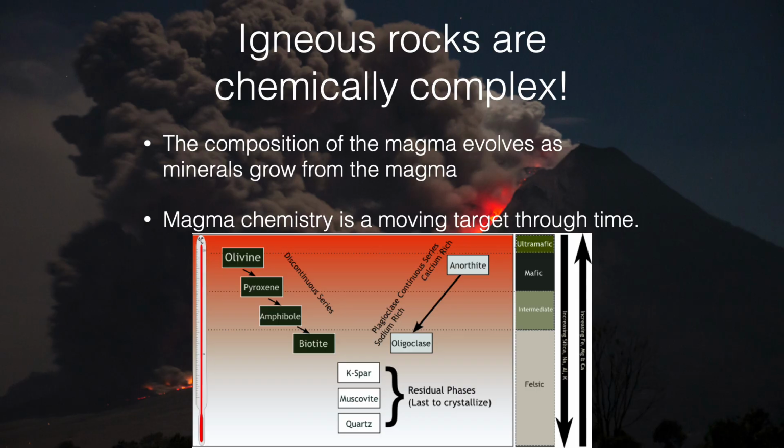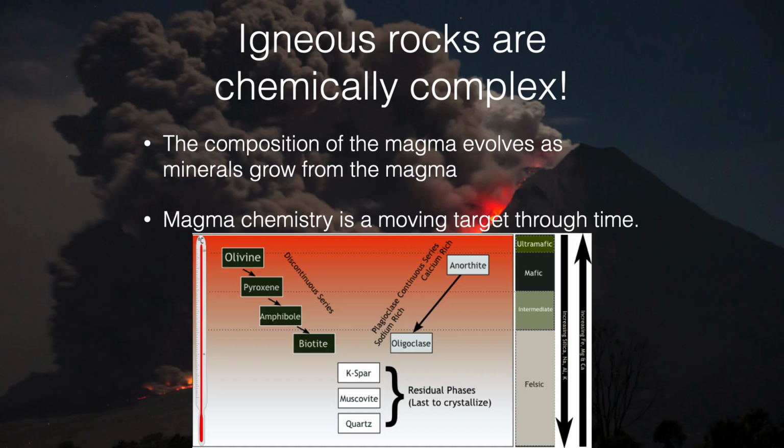Igneous rocks are also chemically complex. The composition of magma evolves as minerals grow from that magma. Magma chemistry is basically a moving target through time. So in this photo here, we can see the transition between, on the right hand side, ultramafic on the top, and then felsic on the bottom. On the left hand side, we have this thermometer indicating our different pressures. That's also indicated in this red here.